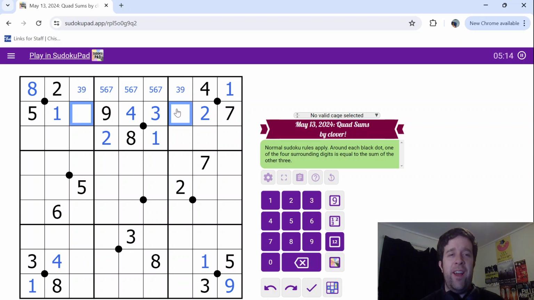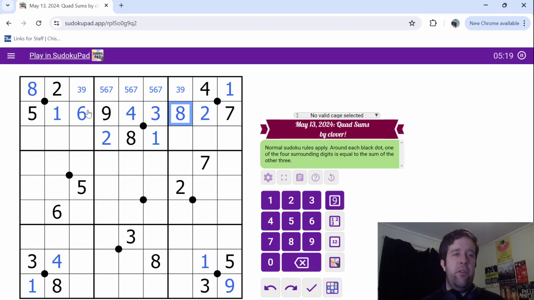And this is 6 and 8. That 8 tells us that this must be 6, and this must be 8. Down here, in box 7, where does 6 go? So 6 goes over here. 5 goes over in here. And now this is 2, 7, and 9.